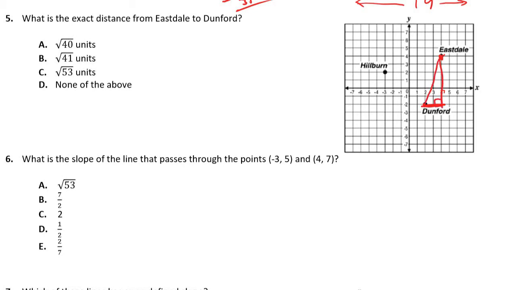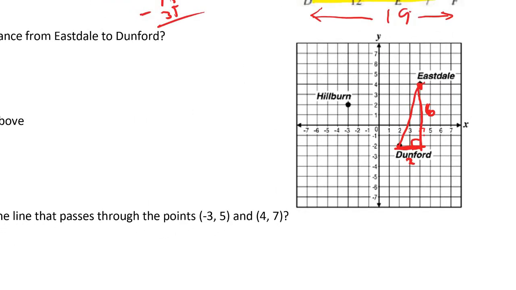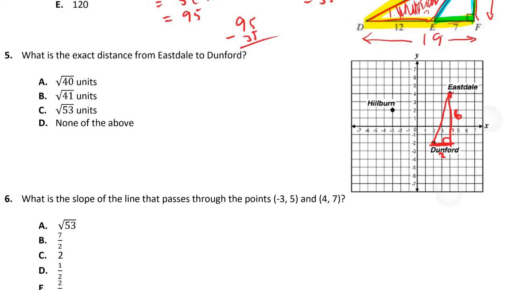This is a right triangle. Let me zoom a little bit. You can see that this side is 2 units long, and the other side is 1, 2, 3, 4, 5, 6 units long. So one is 2, the other one is 6. Let's zoom back out. So I've got a right triangle, so I can use the Pythagorean theorem.